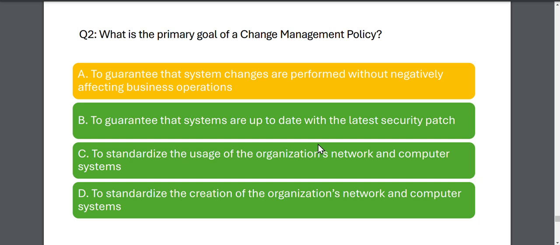Their function is to critique or to verify that the change you want to make is not going to affect the system. Otherwise, why do we have to approve and not approve? Just to ensure that the changes you want to integrate into the network or into the system is not going to affect the normal operation of that system. So that is the primary goal of the change management policy: to guarantee that system changes are performed without negatively affecting business operations, right?